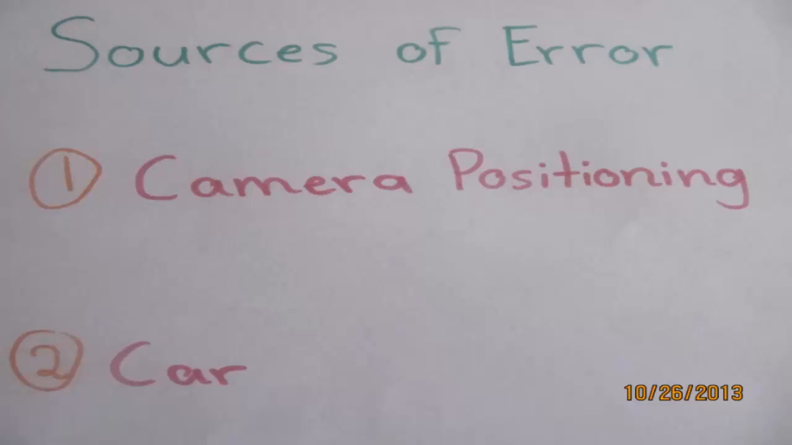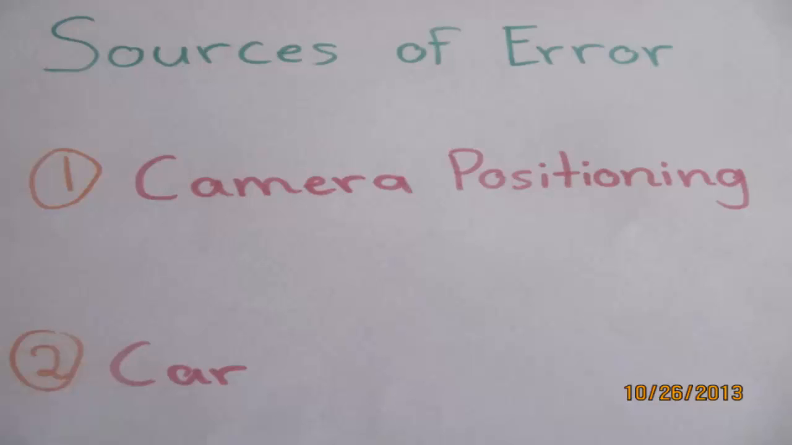For this lab, our sources of error were 1. the camera positioning, and 2. the makeshift car we made. The camera positioning was a problem because the angle we recorded the car with was insufficient for a tracker to pick it up at all times. Also, because of the vertical point of view, depth perception was a problem and the tracker couldn't set a correct distance from the beginning to the end.